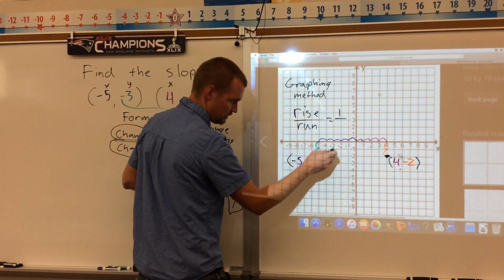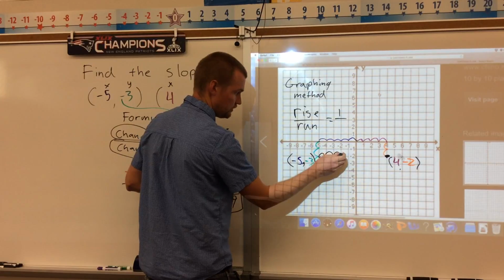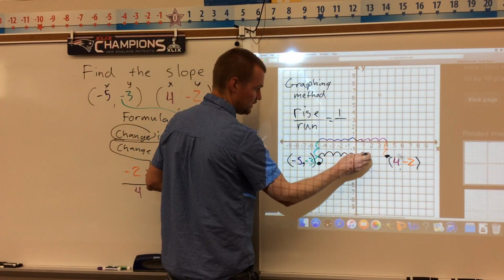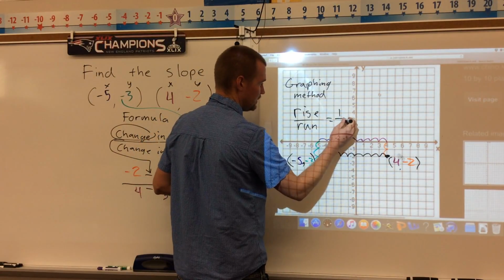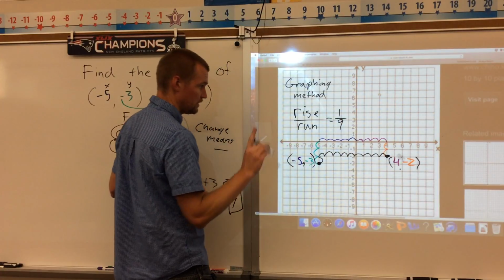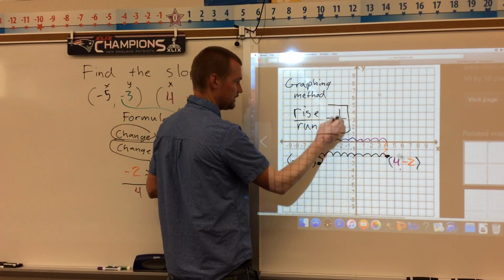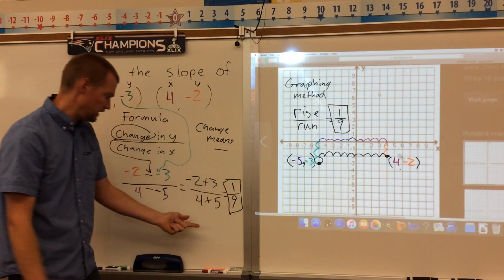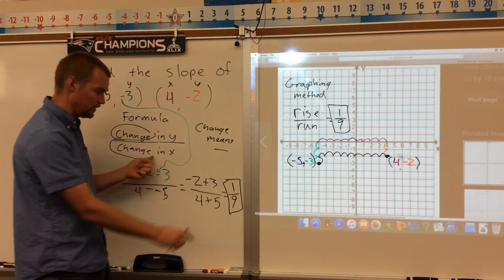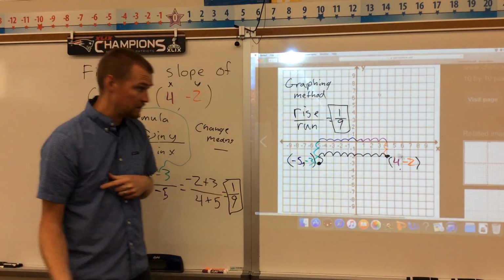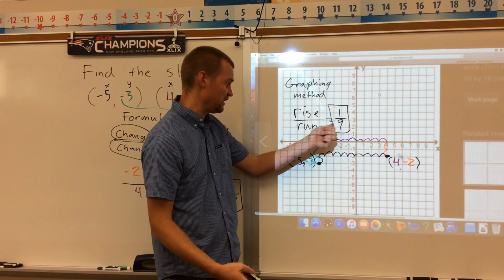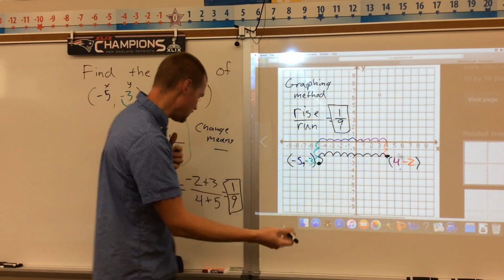Okay, now we're going to count to get to the other point. 1, 2, 3, 4, 5, 6, 7, 8, 9 is the distance to go right. And it's also the slope. So again, take a look. Notice that our slope using the formula, 1 over 9, is the exact same thing as graphing rise over run, 1 over 9. So you choose the method that works for you.